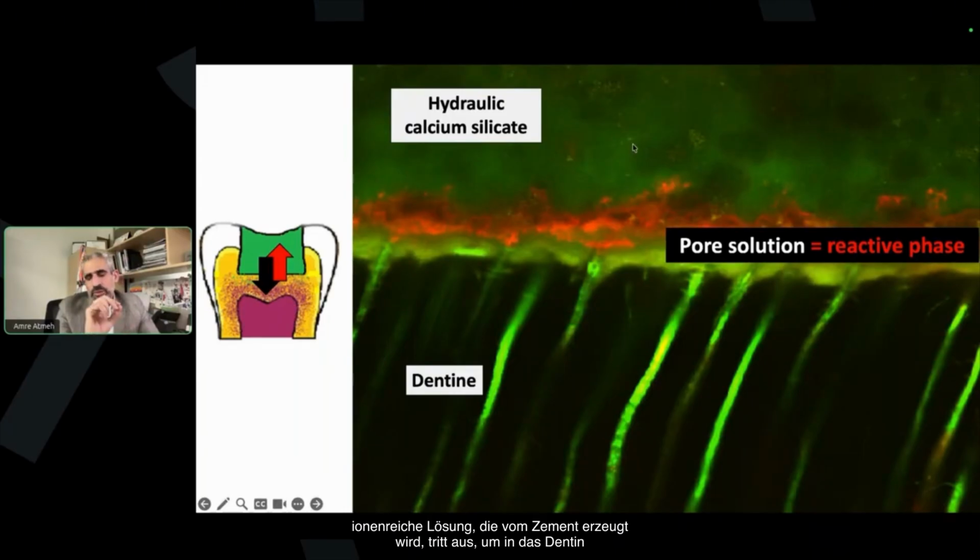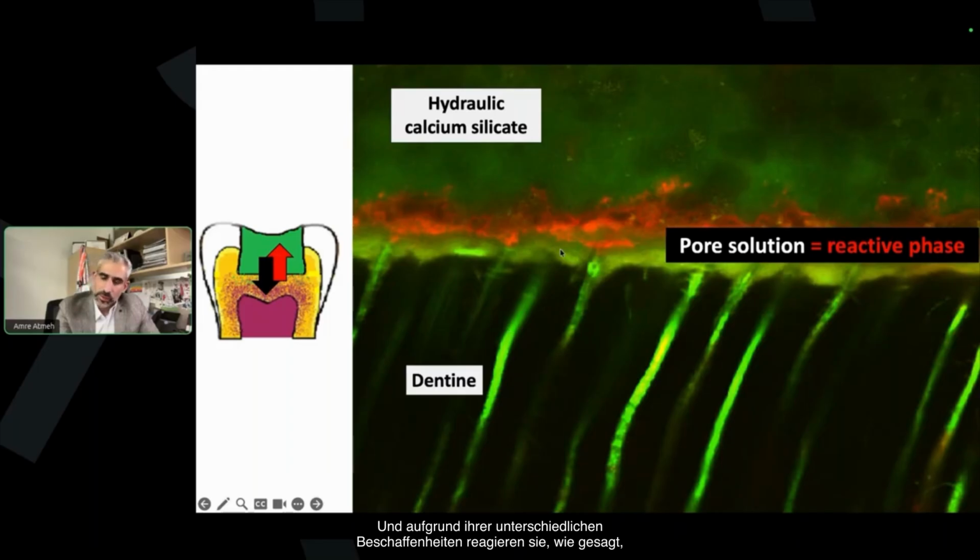And this calcium silicate was actually mixed with a green dye. You can see that when we place the cement on dentine, there was a layer that fell within dentine. So this layer is not part of the cement. This layer is actually within the dentine. This means that there is some kind of interaction between the calcium silicate material on top and the dentine.